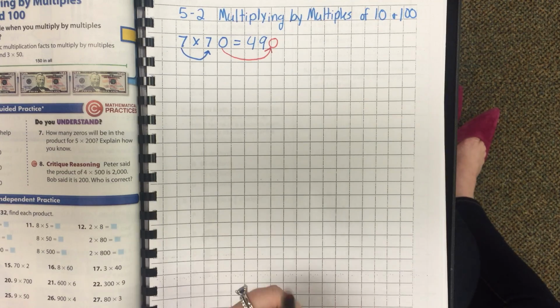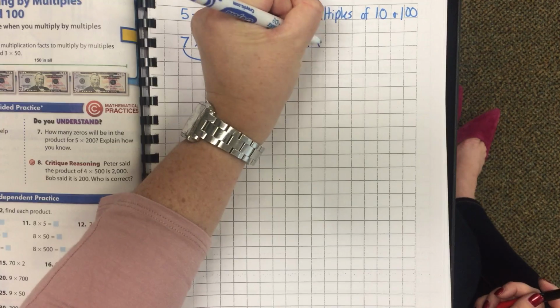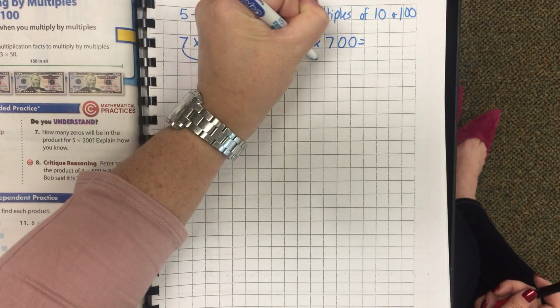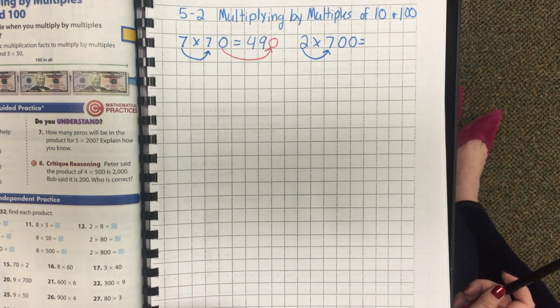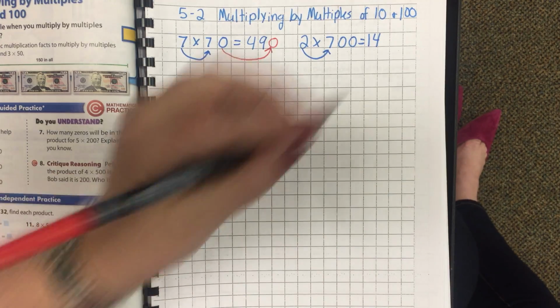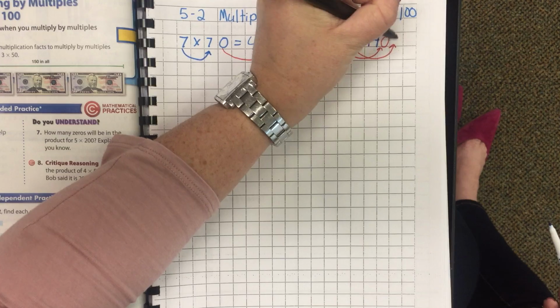Same thing. Next one. 2 times 700. What's 2 times 7? 14. How many zeros do I see? 2. So I'm going to be adding 2 zeros. There's one. There's the other.